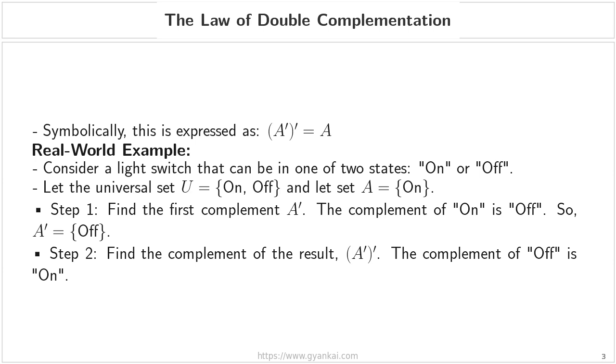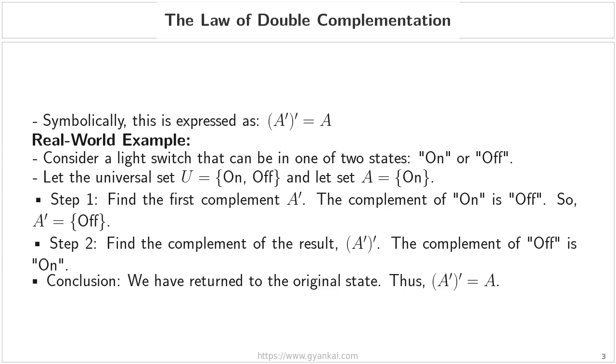If we ask, what is the opposite of off? The answer is on. As you can see from our conclusion, by applying the complement twice, we have returned to our original state. Therefore, A prime prime equals A. It is much like how a double negative in English cancels out to create a positive statement.